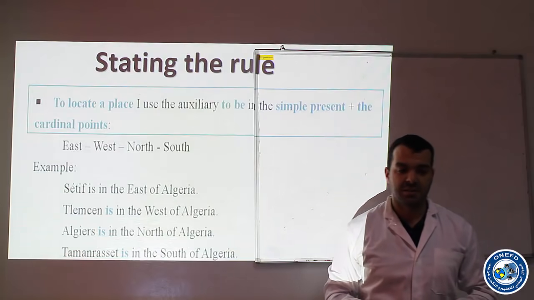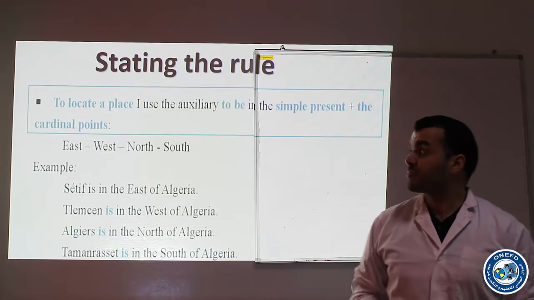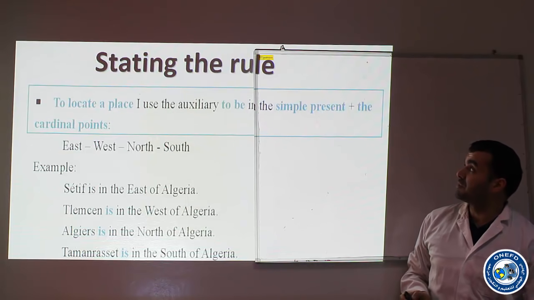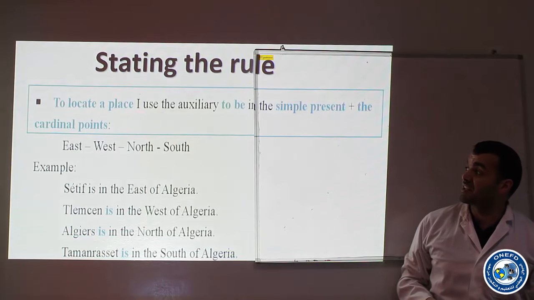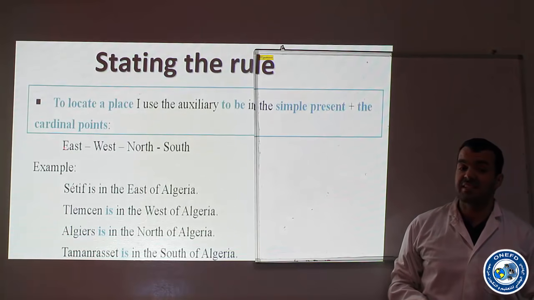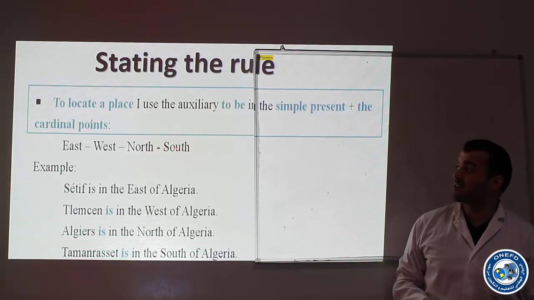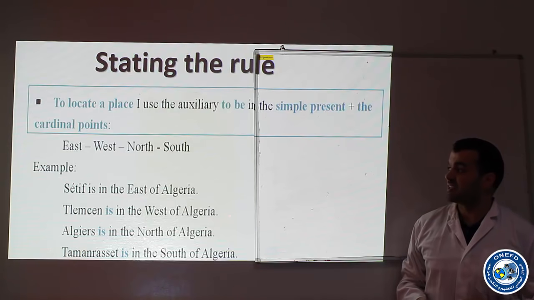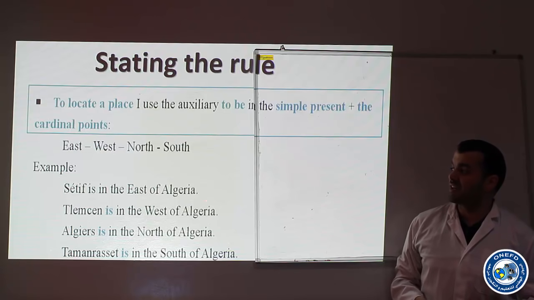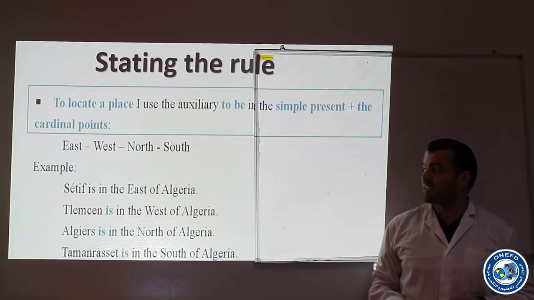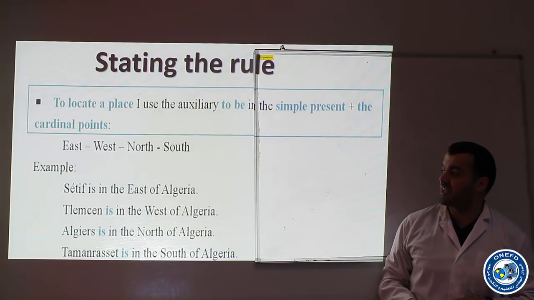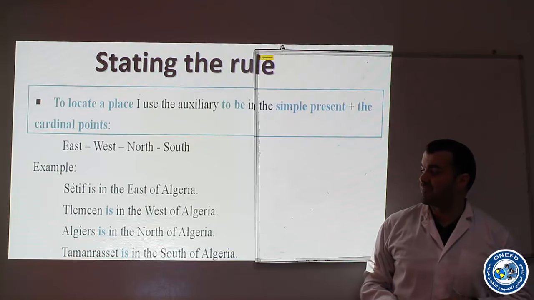Let's say the rule. To locate a place, I use the auxiliary to be and the simple present, and the cardinal points: east, west, north, south. Example: Sétif is in the east of Algeria. Tlemcen is in the west of Algeria.